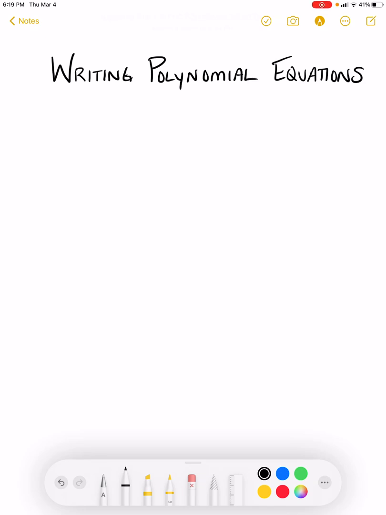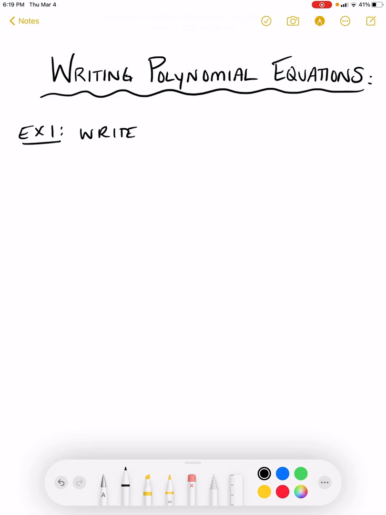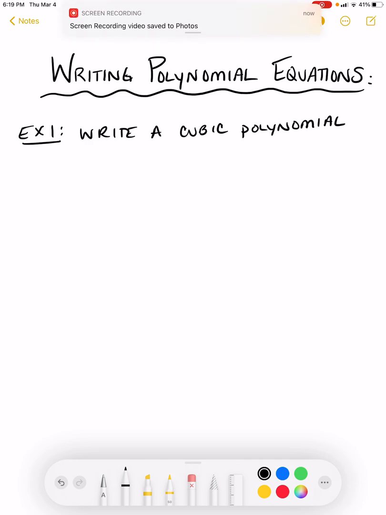Title a new page in your spiral notebook, Writing Polynomial Equations, and we're going to get right into example 1, okay? So what we're going to start with is we're going to write a cubic polynomial, all right? So what degree does that mean that we are writing a polynomial of? So hopefully you're thinking a third degree.